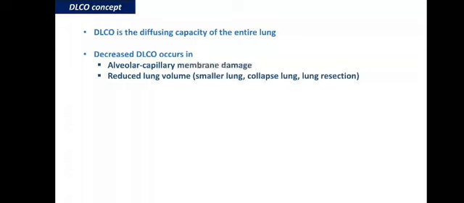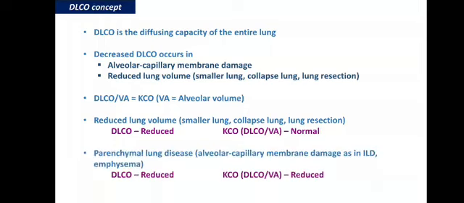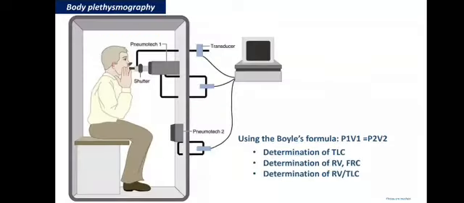DLCO concept. DLCO is the diffusion capacity of the entire lung. Decreased DLCO occurs in alveolo-capillary membrane damage or when the lung volume is reduced, as occurs in small lung, collapsed lung or pneumonectomy. DLCO/VA ratio is the KCO, the ratio to alveolar volume. With reduced lung volume, as occurs in small lung, collapsed lung, lung resection, DLCO will be reduced but KCO will be normal. But when there is parenchymal lung damage, alveolo-capillary membrane damage, in emphysema or interstitial lung disease, DLCO will be reduced and KCO will also be reduced.